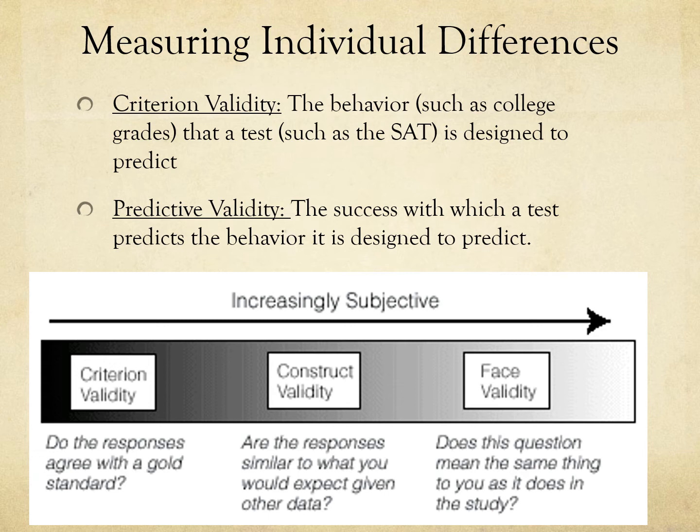And so you can kind of see the diagram down there. Criterion validity, do the responses agree with the gold standard? Construct validity, are the responses similar to what you would expect given other data? And then face validity, does this question mean the same thing to you as it does in the study? We're going to see that with some biases with tests as well, because the same thing might mean two different things to two different people. And if that's the case, then you're not getting an accurate score.